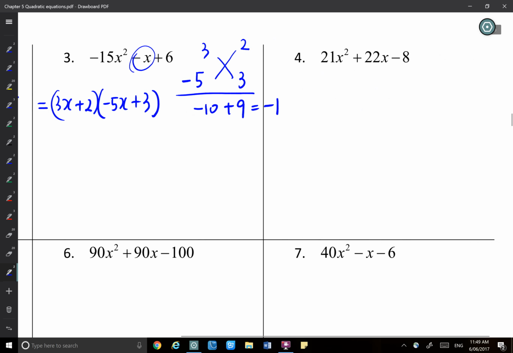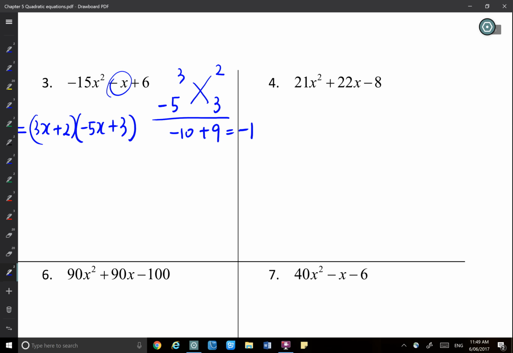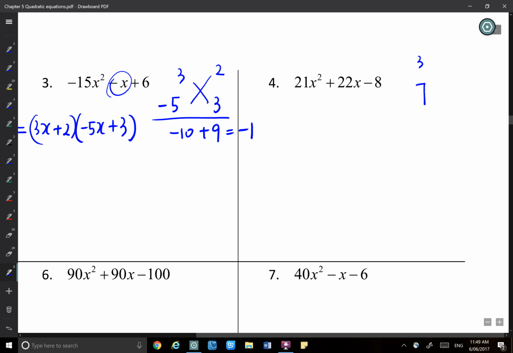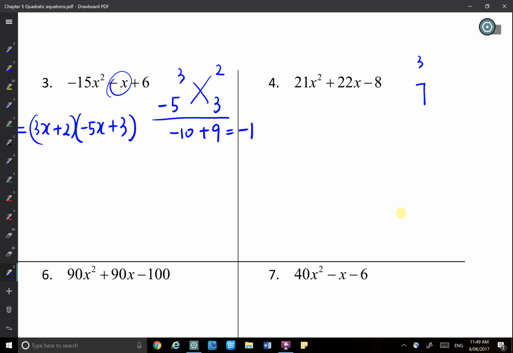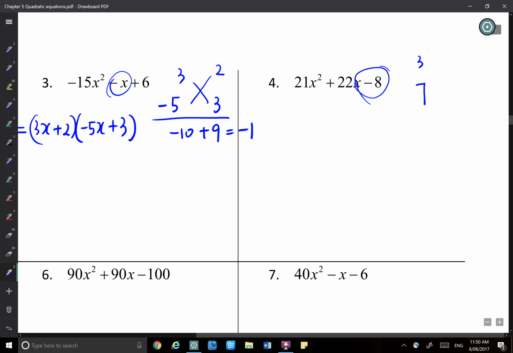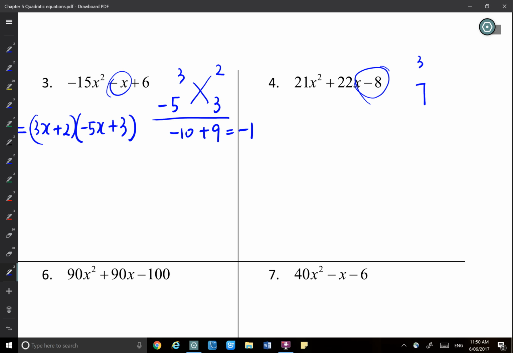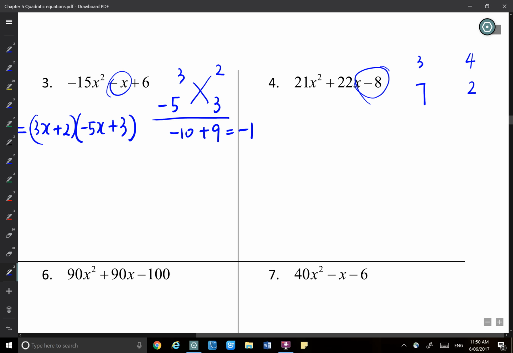Okay, next one. 21 and negative 8. You want the 22. Well, I will go 3 and 7. I'm not 100% sure with that, so I'll go 3 and 7. And for 8, maybe 4 and 2. Let's see what will happen if I put 4 here, 2 here. So you have a 28, you have a 6. Well, it can make a 22. I need a positive 22. I need a negative sign here. So that will become a negative 2. Okay, 28 minus 6 will give me 22. So that equals 3x plus 4 and 7x minus 2.